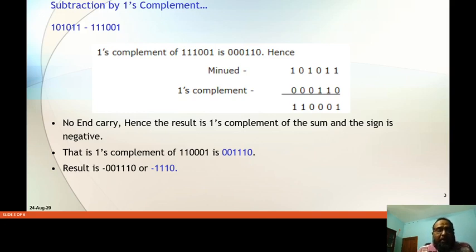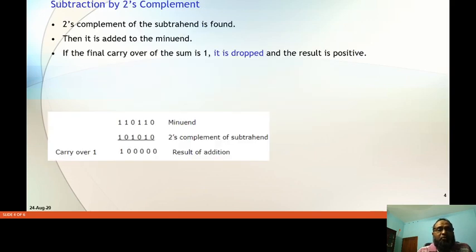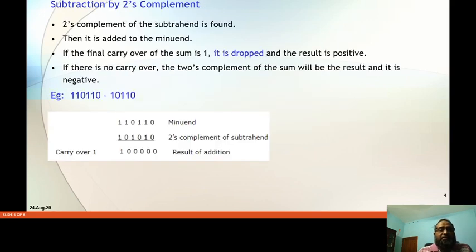You can get it like this: if there is no carry, then you have to put a minus sign and find the ones complement of the sum, and you will be getting the result, that will be the difference between two numbers. Next one is subtraction by twos complement. Here we know what twos complement is: ones complement plus 1. So here also you have to find the twos complement of the subtrahend and add it with this.